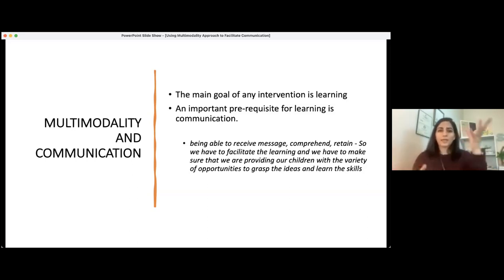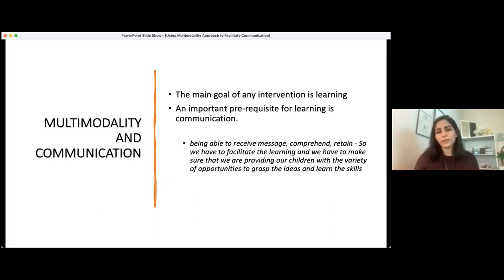And there are different steps. I went over a very basic thing, sending and receiving a message, but it's a lot more complicated, like being able to receive the message when the input is there. How does it go inside you? Being able to receive a message and comprehend it. You may receive a message, you may not know what it means, and that defeats the purpose of that message if you're not able to comprehend it. And then even if you comprehend it, how are you going to retain it? Children with disabilities have these little steps which are compromised. They may comprehend, but they may not be able to retain it.